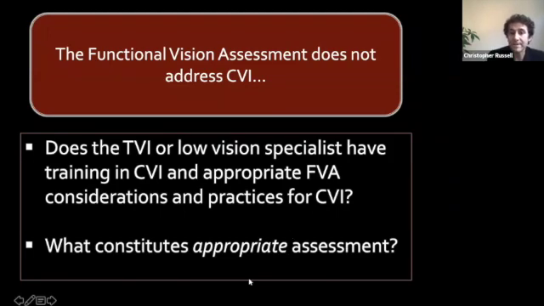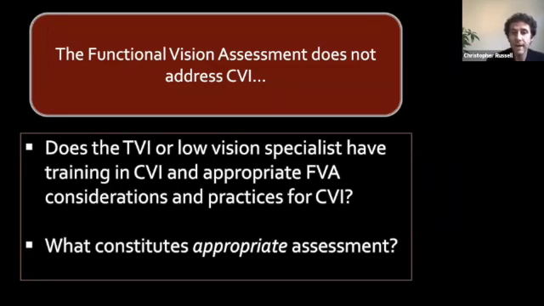What constitutes appropriate assessment, though? And this is a major area of debate in our field, which I'm sure many of you are aware of. Appropriate, of course, is the term that IDEA uses. So what is appropriate assessment? I think in most states and districts, you can't really say that a professional working with a child must use a specific assessment tool. So you can't necessarily demand that the child get a CVI Range assessment, because that's a specific assessment tool.